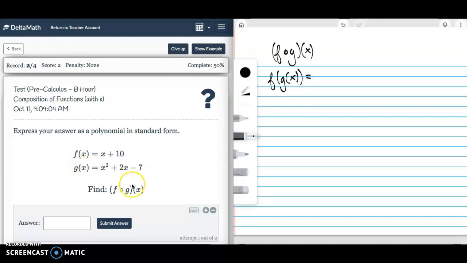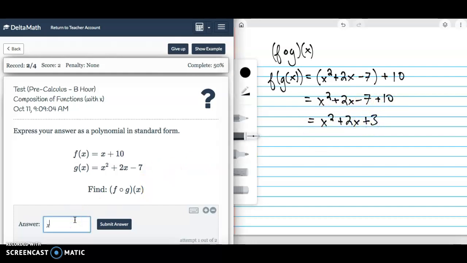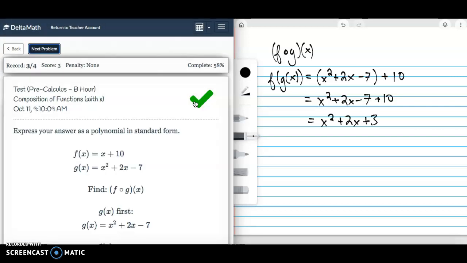All right, so if I'm doing f of g of x, what I'm doing is taking my entire g of x function, and everywhere there's an input, I'm going to put that in for f of x, right? So I have stuff plus 10, and the stuff I'm putting in is g of x. So I'm going to put in my x squared plus 2x minus 7. And since I'm just adding 10 at the end, I don't technically need parentheses at all. So I just have x squared plus 2x minus 7 plus 10. My only like terms that I can combine are my negative 7 and my positive 10. So I get x squared plus 2x plus 3. There we go.